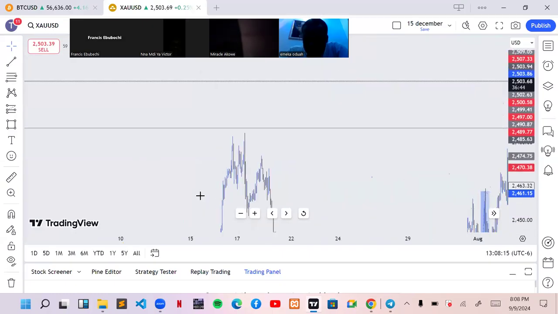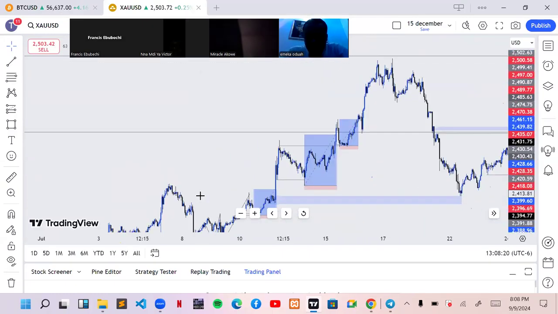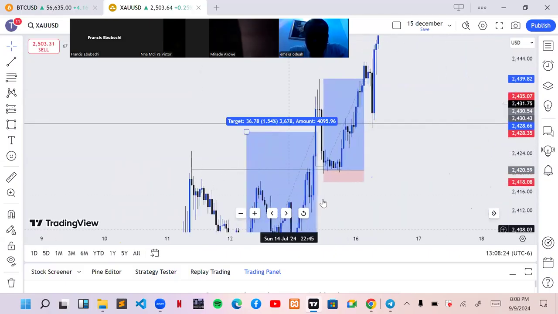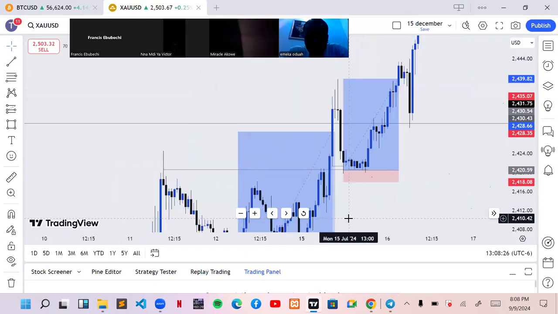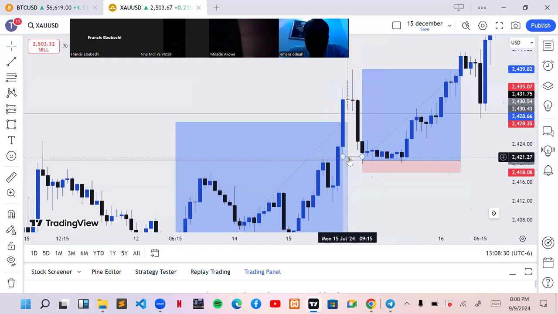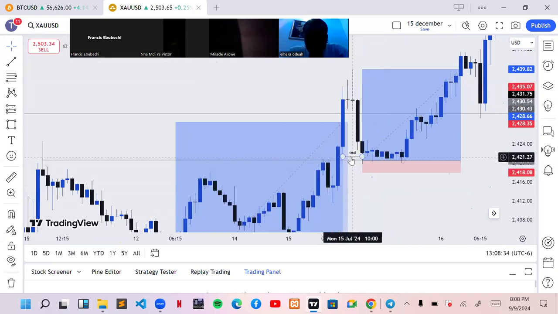Also here, pay attention. This is a breaker structure right here. After the market broke structure, this is the first pullback the market did. You can see it's a tiny pullback here. This is your inducement. This is the first pullback that the market made. After that, the market continued pushing up.